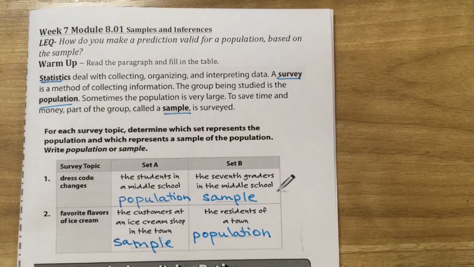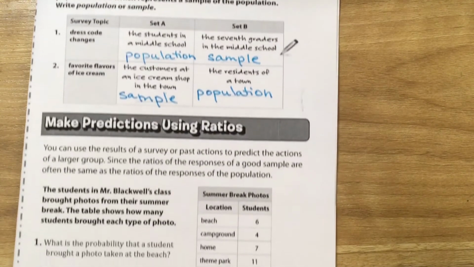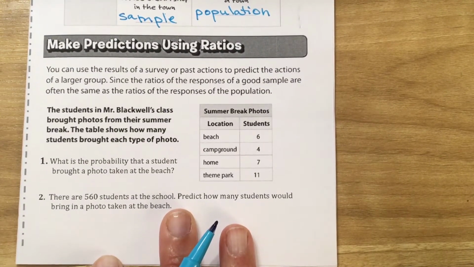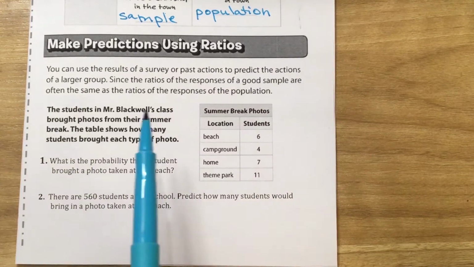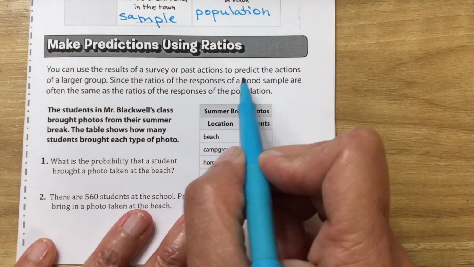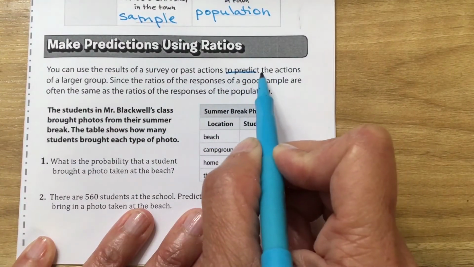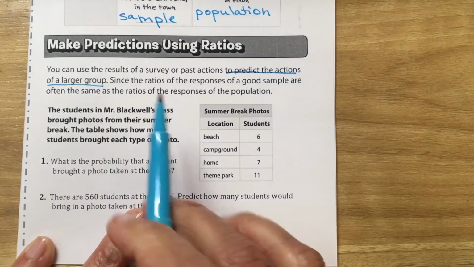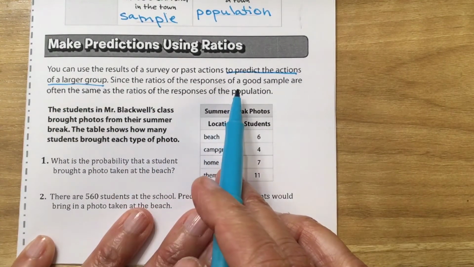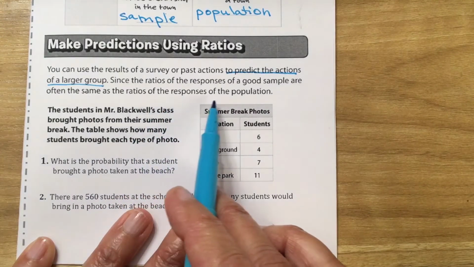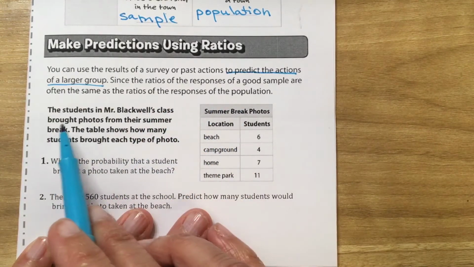So when we're using these groups, we can make a prediction using ratios and percentages. So we can use the results of a survey or past actions to predict the actions of a larger group, and this is where we're going to be using these ratios. Since the ratios of the responses of a good sample are often the same as the ratios of the response of the population.